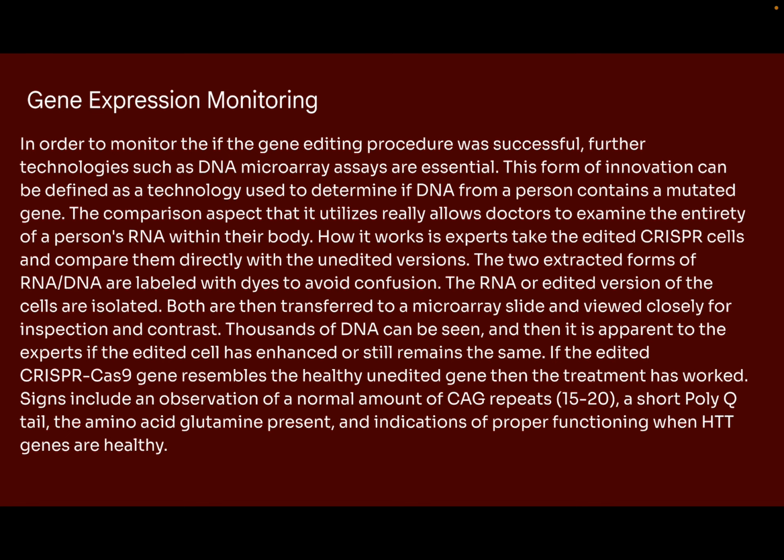The two extracted forms of RNA are labeled with dyes to avoid confusion, so they are clearly differentiated. The RNA of the edited version of the cells is isolated. Both are then transferred to a microarray slide and viewed closely for inspection and contrast. The absence of the mutation can be seen, and it is apparent to the experts that the edited cell remains the same. If the edited CRISPR-Cas9 gene resembles the healthy unedited gene, then the treatment has worked. Signs include an observation of a normal amount of CAG.